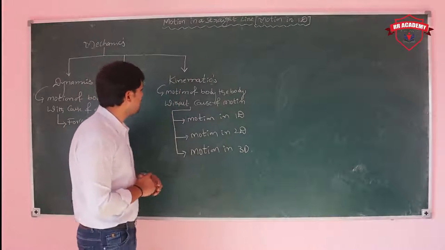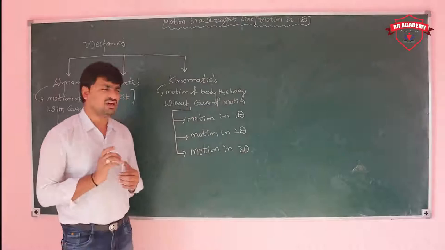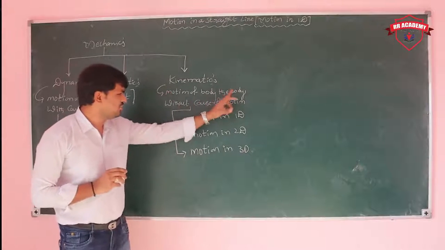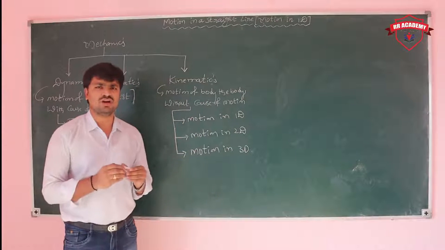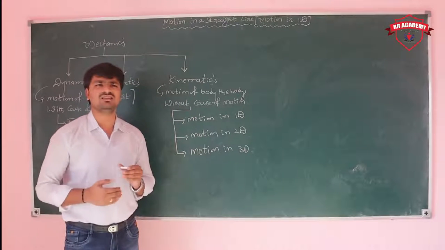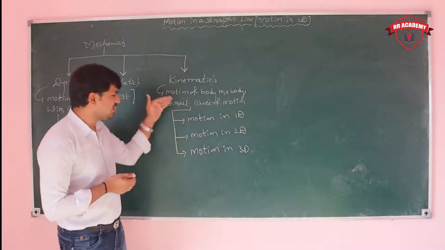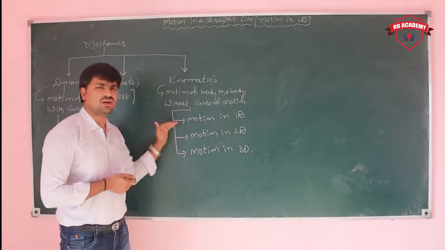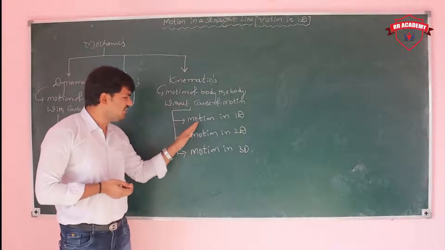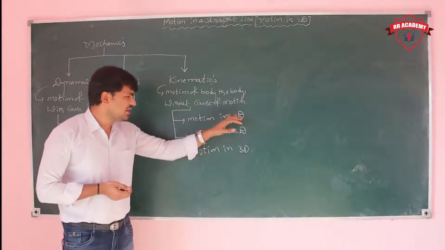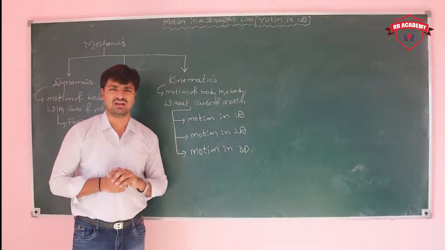Now we'll come back to kinematics. Kinematics is a branch of mechanics which deals with the motion of the body without the cause of motion. Force is the cause of motion, but here we are not discussing force. And kinematics we can generally divide into three parts. Motion in 1D, one dimensional. Actually, that's our topic, motion in a straight line.